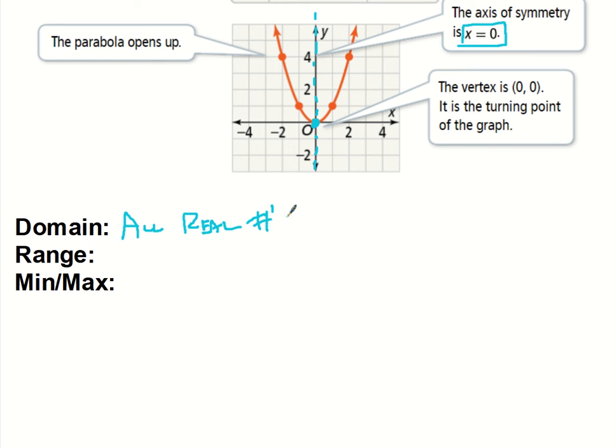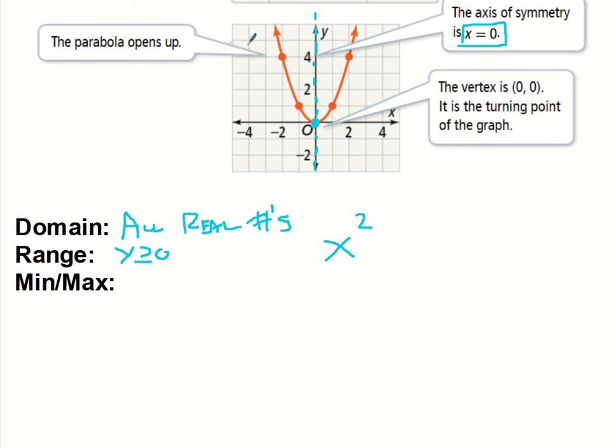Now the range is all the possible y values of this function. For this particular graph, am I able to plug in a value for x that would give me a y that is less than 0, for example? The answer is no. I cannot square anything and get a negative number. It's going to be impossible when I just have x squared, because a negative times a negative is positive, and a positive times a positive is positive. So my range is all the y values greater than or equal to 0, because that shows which way the graph is going.